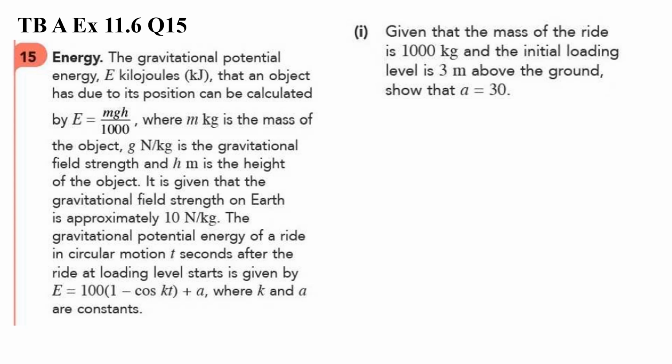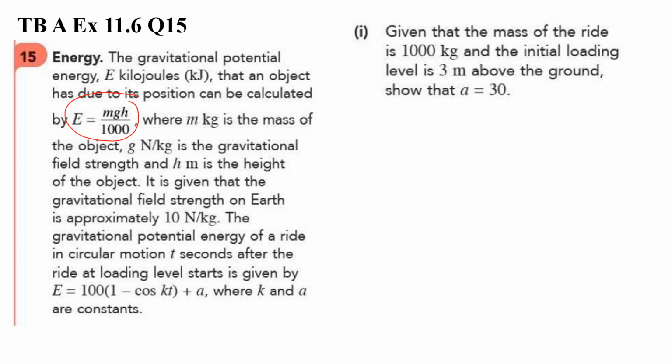Right, so for question 15, we have some gravitational potential energy, and it can be calculated using this formula. I think those who've done physics would know E equals mgh over 1000. With all the units given, m is in kilograms, the mass of the object, and g in N per kilogram is the gravitational field strength. H is the, okay, you can read it on your own.